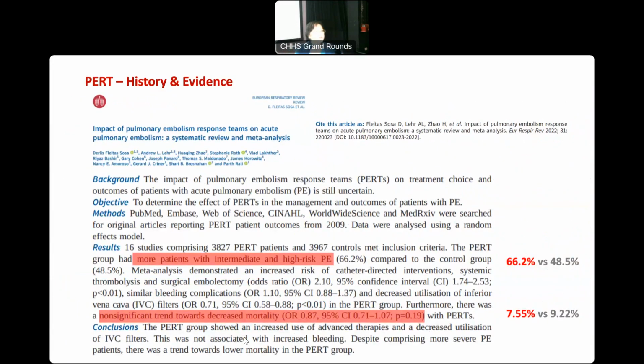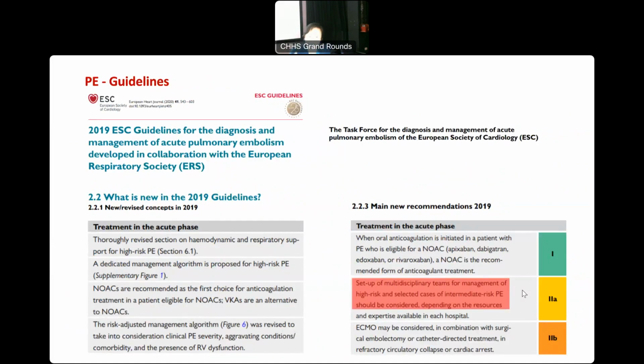So the best meta-analysis for PERT is that publicized in 2022. You can see, despite the fact that the PERT patient is sicker than the control group, 66% are high risk or intermediate high risk. Despite this, we have less mortality rate. As a result, PERT is written into guidelines with level 2A evidence. What does it tell you? We should have a PERT team.